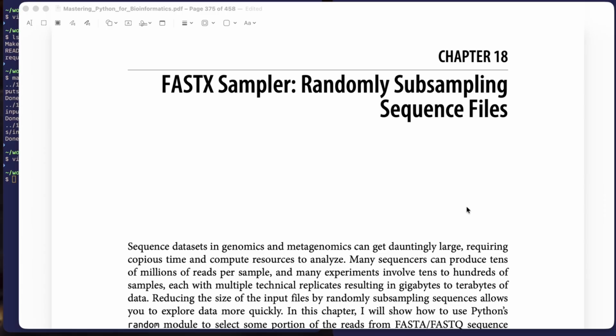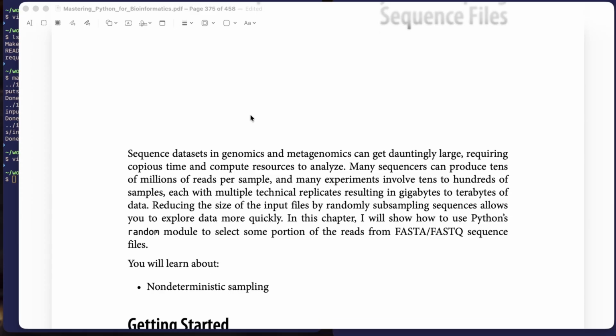In Chapter 18, we're going to write a Python program that randomly subsamples large sequence files, both FASTA and FASTQ. So we're going to call it FASTX sampler here. And there could be a lot of reasons for wanting to downsample files. But I wrote this in my lab at the University of Arizona many years ago, and I thought it was kind of an interesting program to include.